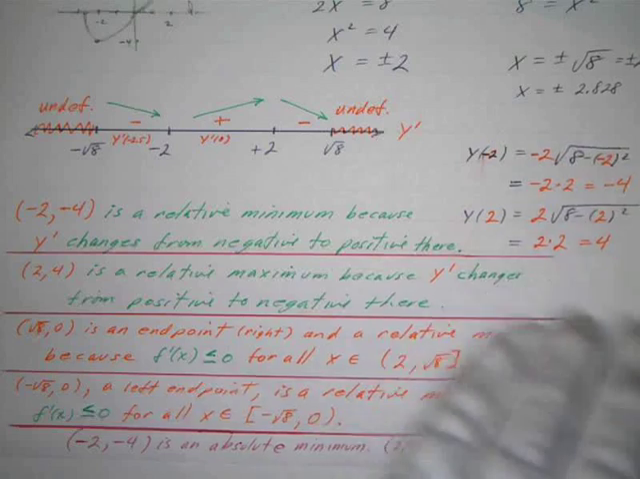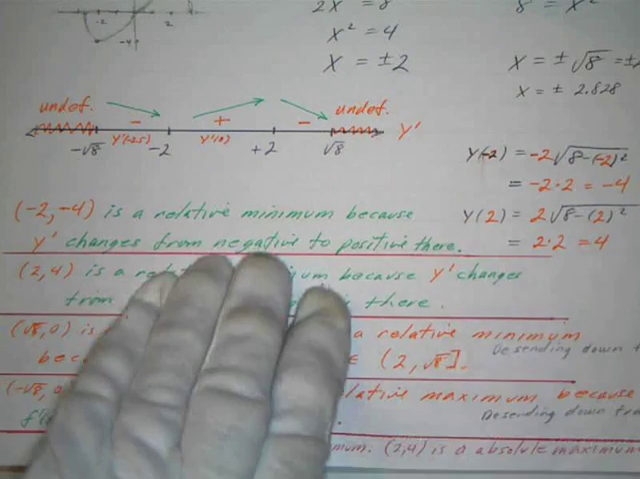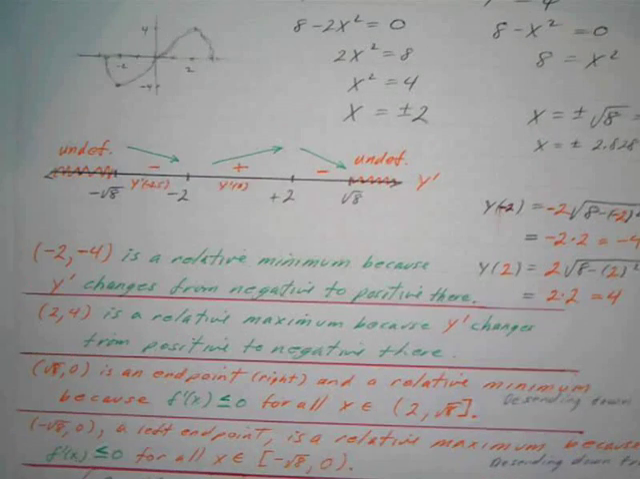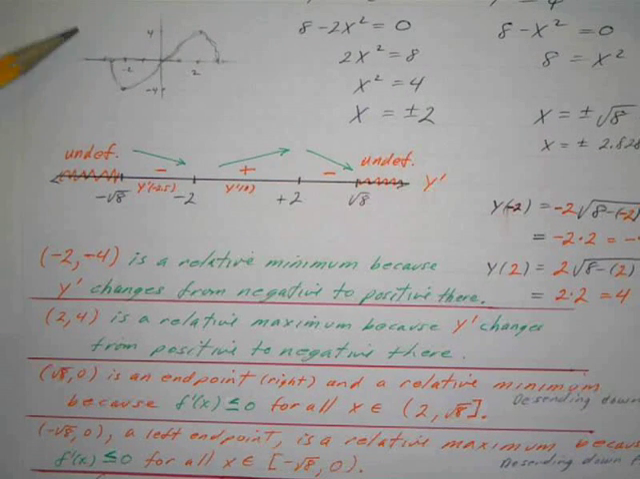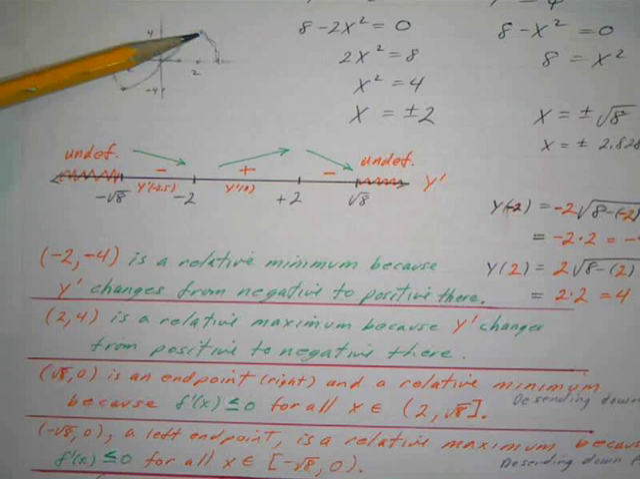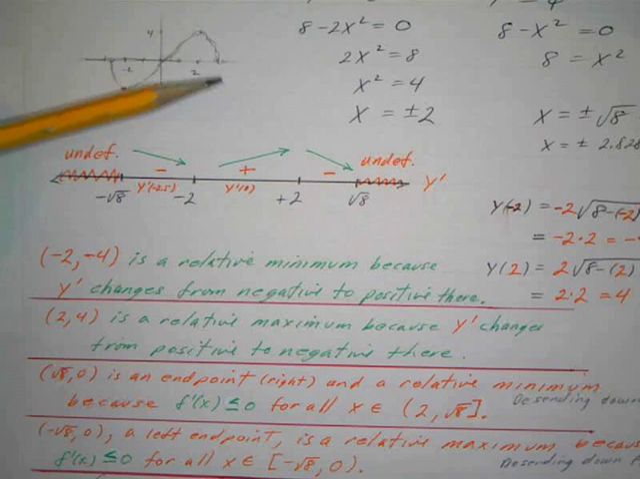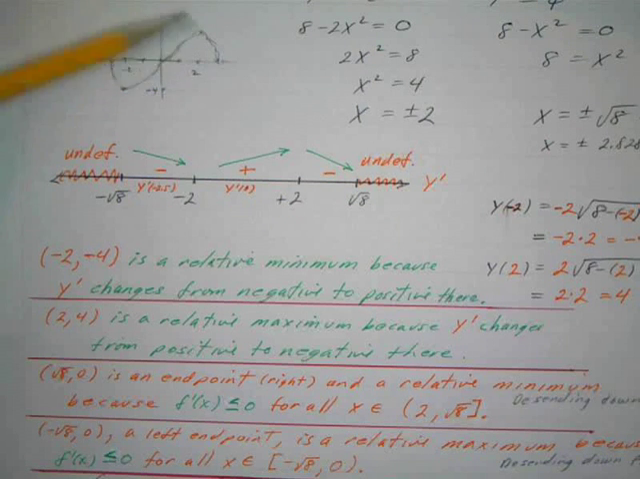So if you can see that, let me put that down just a little bit for you here. So that's basically what the function looks like. There's your absolute minimum, there's your absolute maximum. Relative minimum, relative maximum, and there's your left endpoint, which is a relative maximum, and your right endpoint, which is a relative minimum. Okay? So I hope that makes sense.